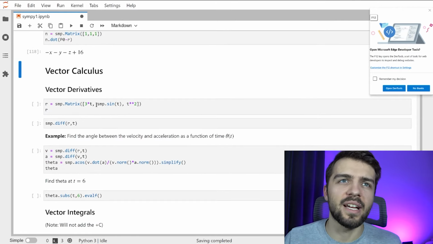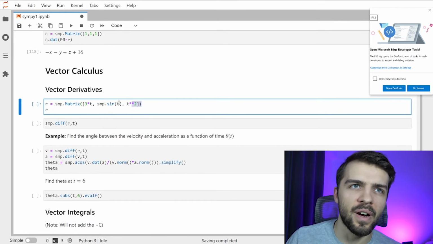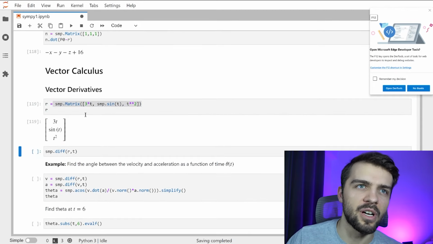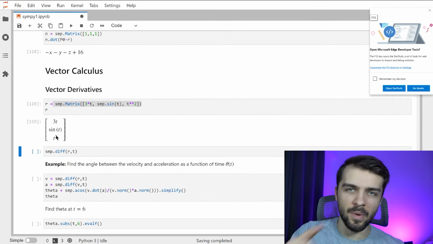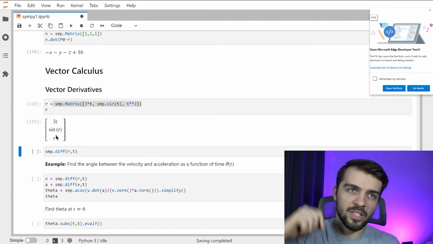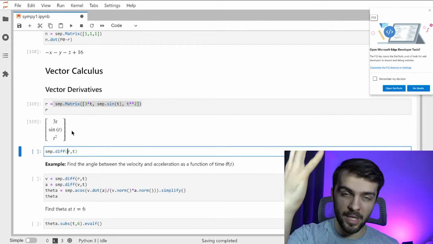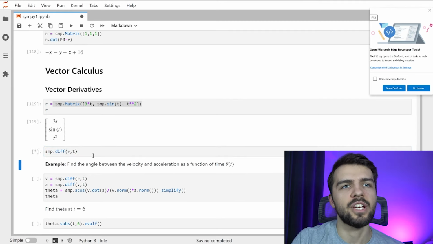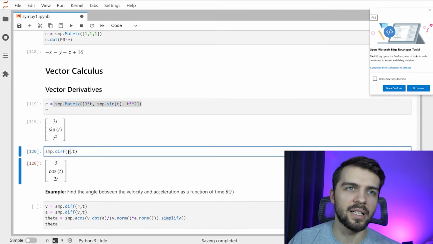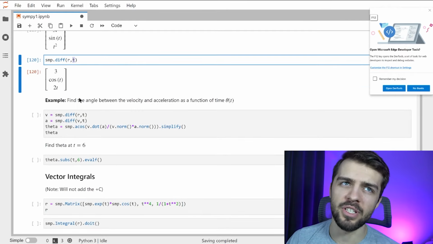For vector calculus, I can take vector derivatives. So here I'm defining a vector that's a function of t, like 3t, sine t, t squared. This is a curve in space, a one dimensional curve in three dimensional space. And I can differentiate this with respect to t, and it will automatically take the derivative with respect to t of all of the coordinates. So an interesting function here.